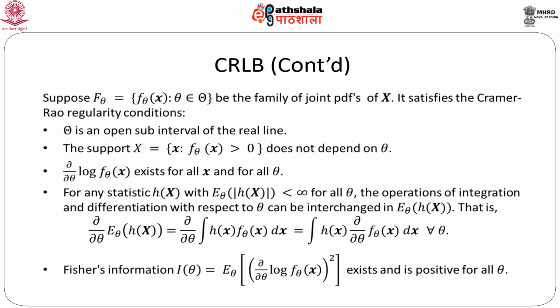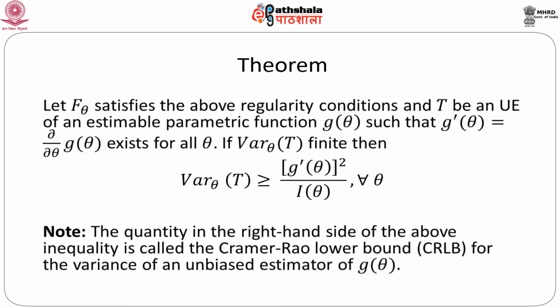That is, del by del theta of the expectation of h(x) equals del by del theta of the integral of h(x) f_theta(x) dx, which equals the integral of h(x) del by del theta f_theta(x) dx for all theta. Number 5, the Fisher information I(theta), which equals the expectation of (del by del theta log f_theta(x)) whole squared, exists and is positive for all theta. Now we are going to the main theorem.